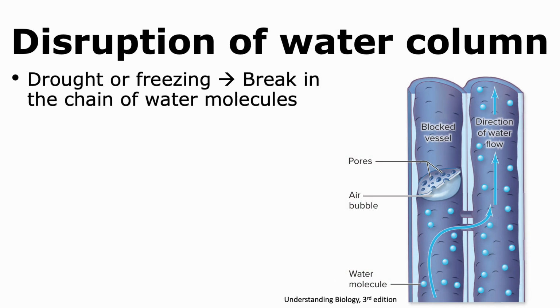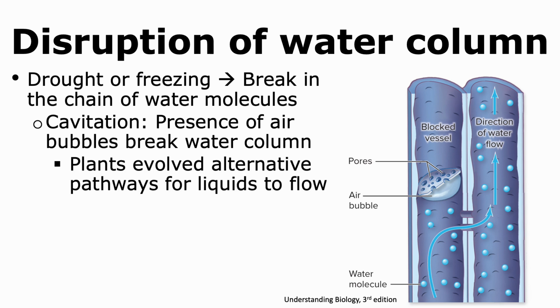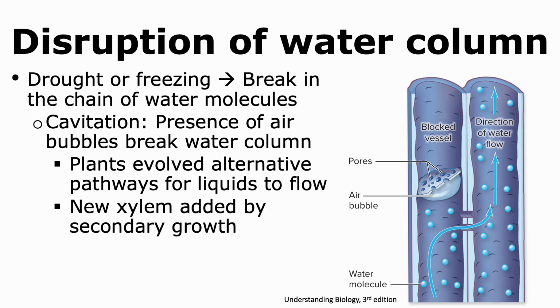Severe conditions like drought or freezing temperatures can cause a disruption in the water column. One example of such a disruption is cavitation, where the presence of air bubbles can cause a break in the water column. It is absolutely essential for plants to have alternative routes or mechanisms in order to overcome cavitation. Plants have evolved alternative pathways for liquids to flow in order to overcome cavitation. Another way to resolve cavitation is by adding new xylem through the process of secondary growth.